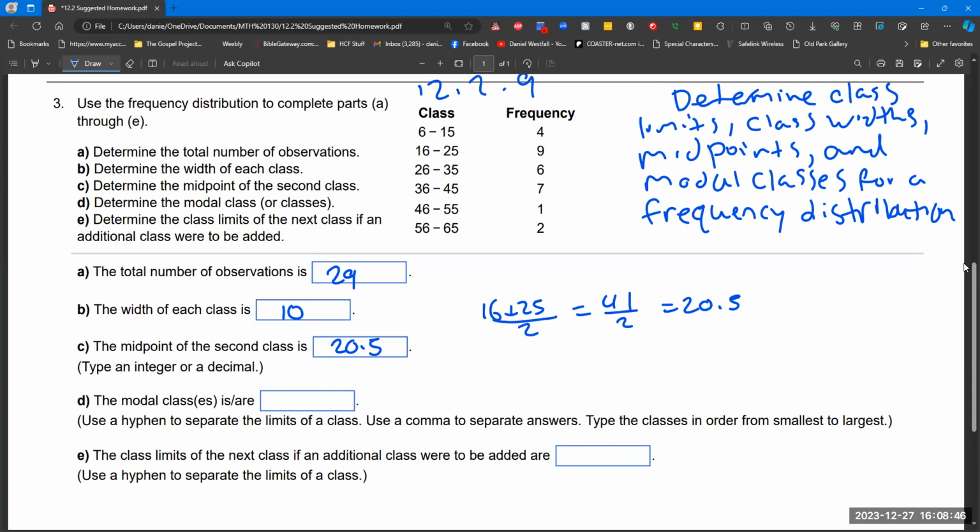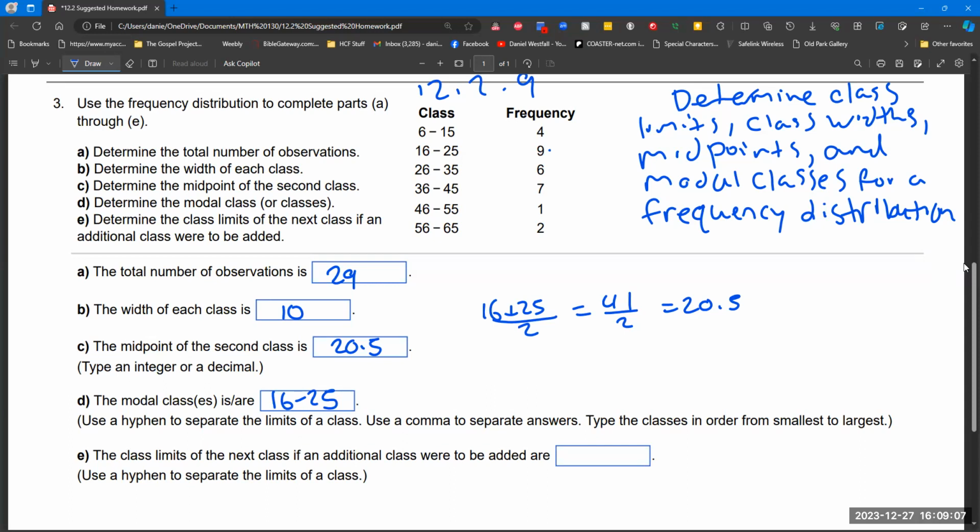The modal class, the one that happens most often, is 16 to 25. Nothing else ties with that. If there was something else that also had a frequency of 9, then we would go ahead and separate those classes with a comma and add that as well.